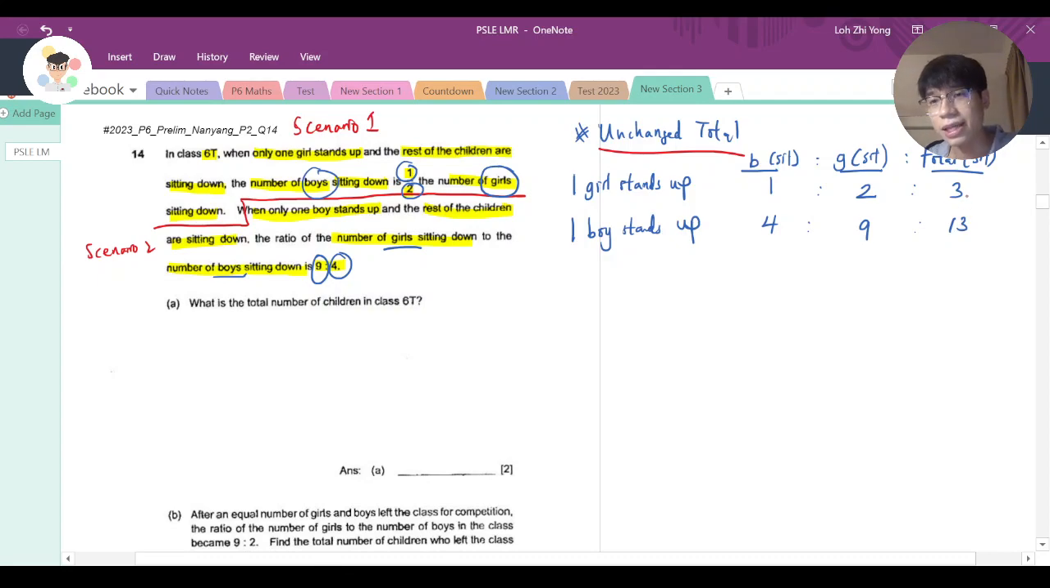So 3 and 13 are supposed to be the same, but they're not the same. So we need to look for the LCM. So 3, we times 13. If we times 13 here, we times 13 here, we times 13 here. And here we times 3, times 3, and times 3. Again, we are making the total the same because in both of these scenarios, the totals are the same.